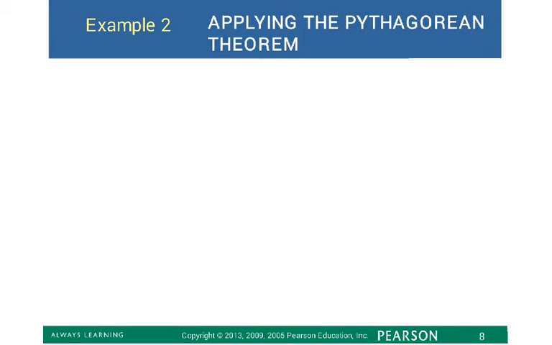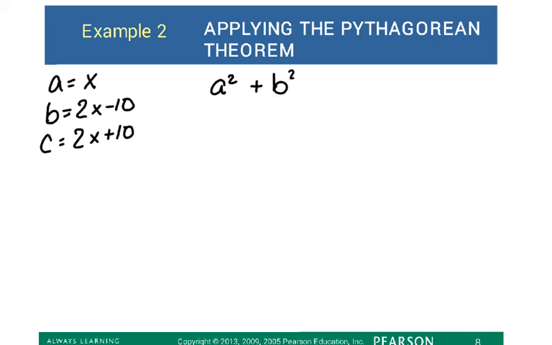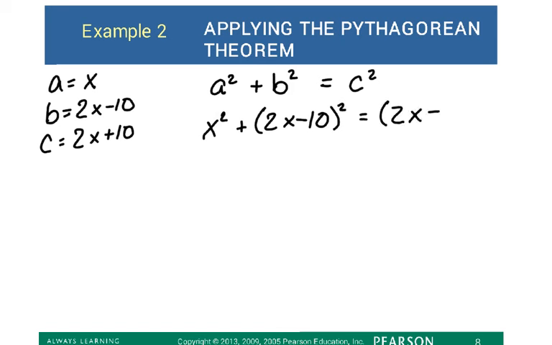Alright, so let me write that A, B, and C out again. So A, let's get the pen. A equals x, B equals 2x minus 10, and C equals 2x plus 10. And our Pythagorean theorem is A squared plus B squared equals C squared. So plug everything in, A, B, and C. A is x squared, B is our 2x minus 10, all squared, and same thing with C, 2x plus 10, all squared. Now our next step, in order to solve for our x value, is to square the binomials that we have.